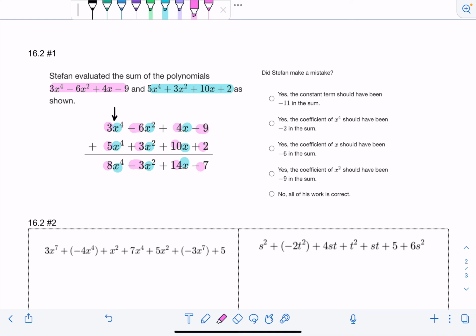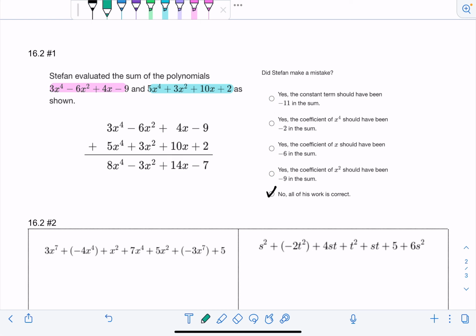So I don't see any mistakes. It doesn't look like there's any mistakes. So we can say no, all of his work is correct. And then if you're ever not sure, like it seems too good to be true, just read through all of the other answers and see if those are the case, because maybe we did miss a mistake. But if we did, it would be within all these answers. So we can check to see if any of those should be true.